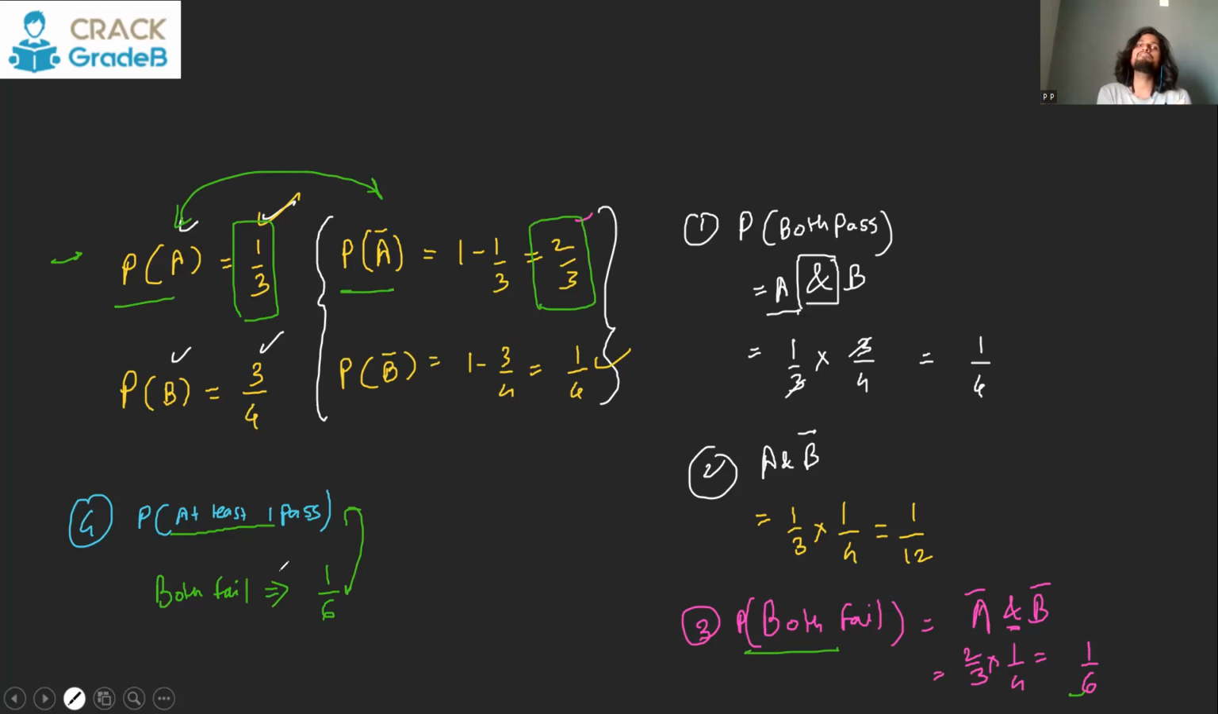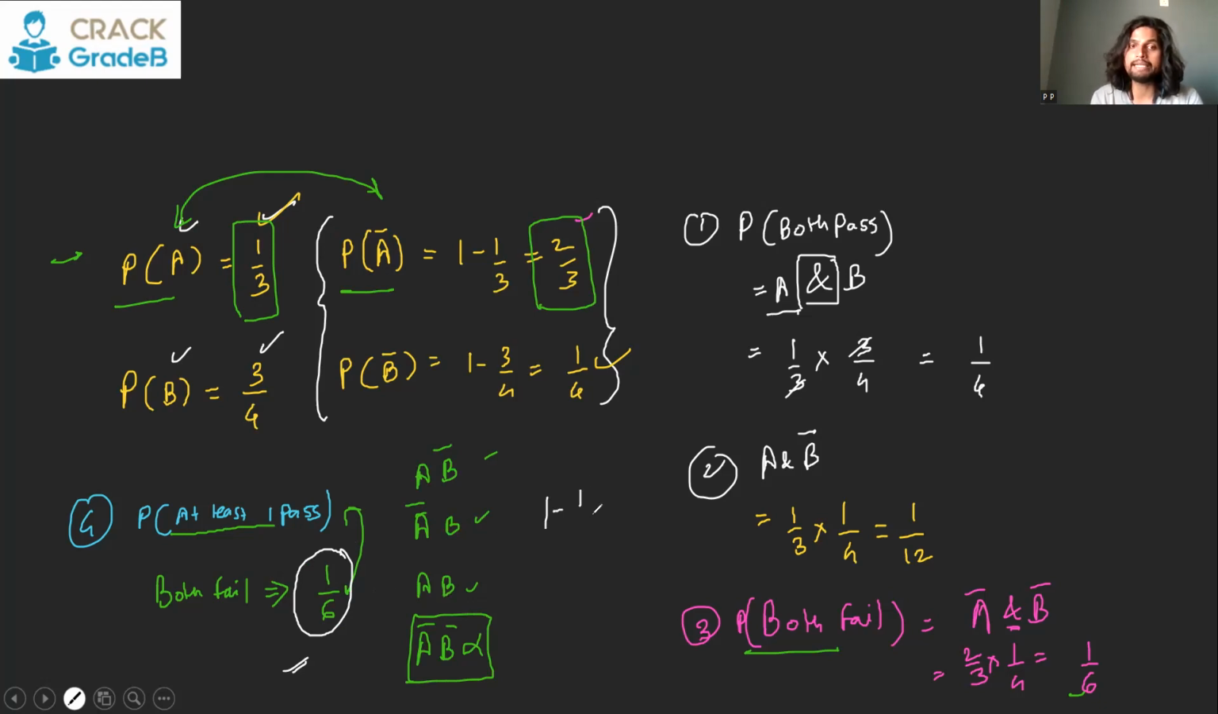Similarly here, either both will fail or at least one of them will pass. In which A pass, B fail also allowed. A fail, B pass also allowed. And both pass also allowed. What is not allowed is both fail. Only this is excluded. We are welcoming all these things. So that means out of all the possible cases, we just don't want this much. That means we have to calculate the rest of the probability. Rest of the probability means 1 minus 1 by 6. That is 5 by 6.